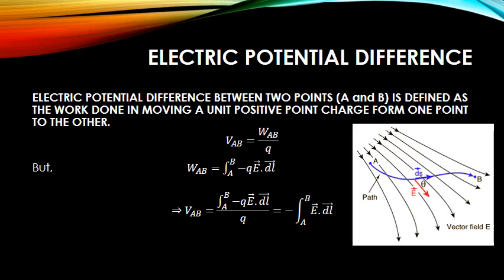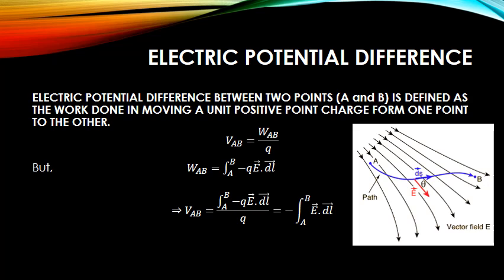Electric potential difference between 2 points is represented by VAB. WAB is the symbol used for work done by external agent against electric field in moving a charge Q from point A to point B. So by definition, electric potential difference between points A and B is VAB equal to WAB divided by Q.